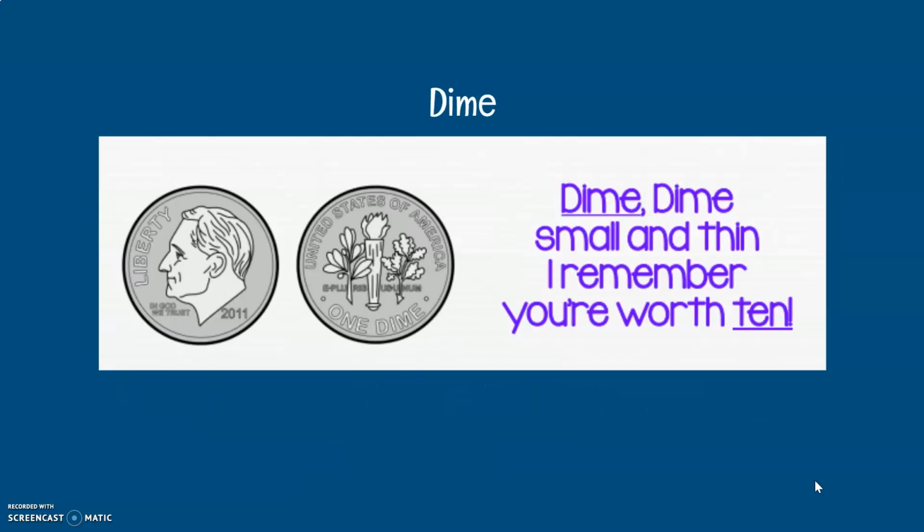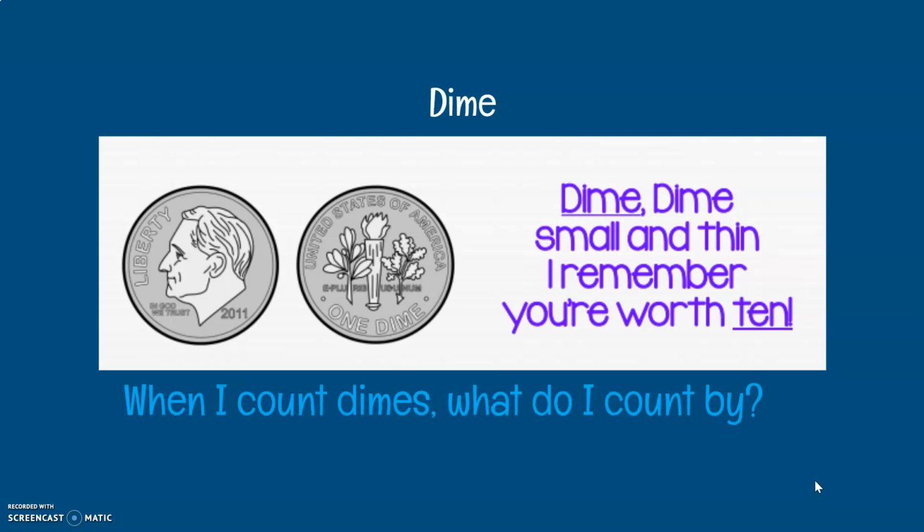Next are dimes. Dime, dime, small and thin. I remember you're worth 10. Make sure you read with me this time. Dime, dime, small and thin. I remember you're worth 10. When I count dimes, what do I count by? Think about how much a dime is worth. We count by tens. And that's super easy. We already know how to do that. 10, 20, 30, 40, 50, 60, 70, 80, 90, 100.